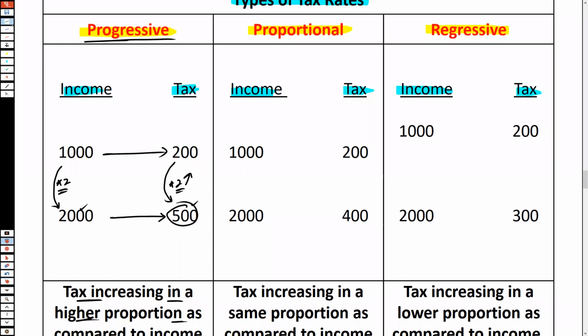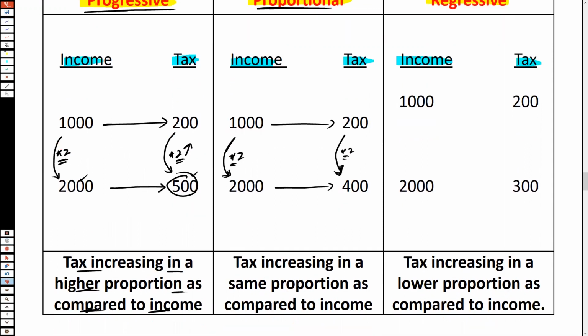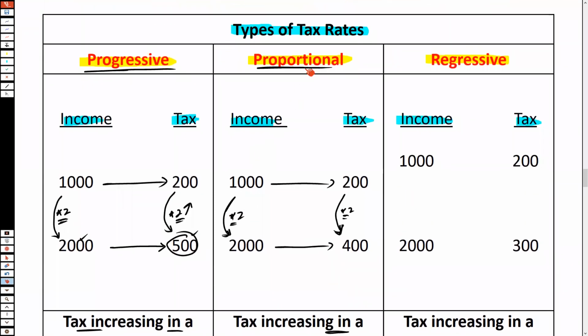Now let's talk about the second, proportional tax rates. Your income was 1000 and at that time you were paying, let's say, tax of 200. Your income has now increased with a proportion of 2. You can see on this 2000 you are now paying the tax of 400. It means tax also increased in the same proportion as the income increased. When the tax is increasing in the same proportion as compared to income, those tax rates are termed as proportional tax rates because income and tax both are increasing in the same proportion.